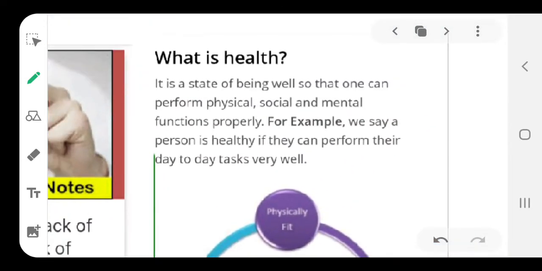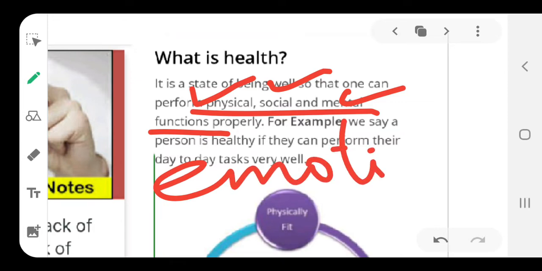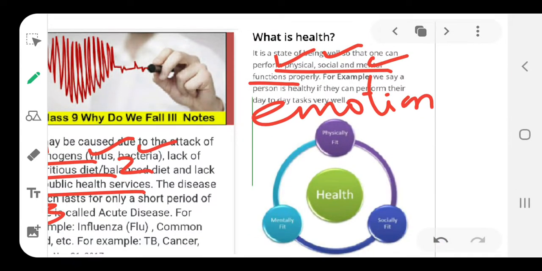When we say health, what do we mean by health, okay? Health means the physical, social, mental functions work properly. There is a physical aspect of it, then social, then mental, right? One more word, emotional also. Emotions also play a big role in our health system for us to be called a healthy individual.